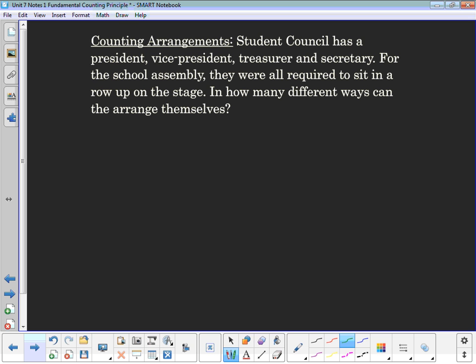So let's draw out a diagram here. Just draw ourselves a little picture. There's 4 seats that they're going to sit in. When they walk up to the seats, there's 4 different people that could sit in that first chair. After the first person sits down, there's only 3 people left that could sit in the second chair. After that person sits down, there's only 2 left there. And the last, there's only 1 person left that could sit there.